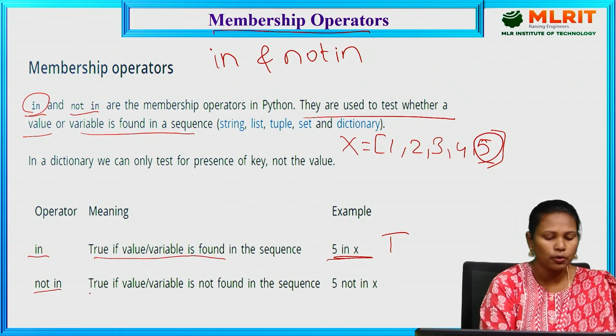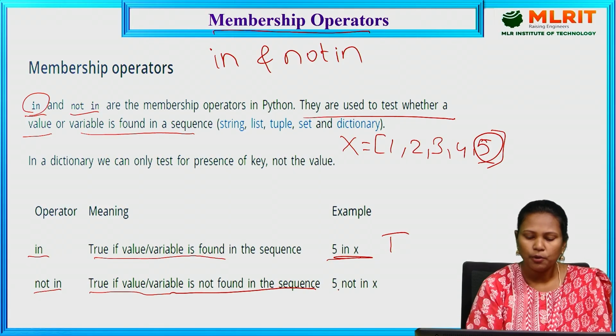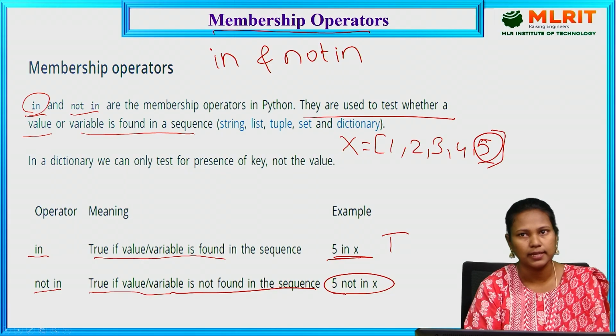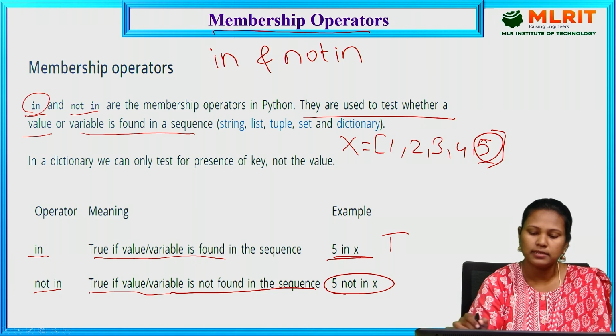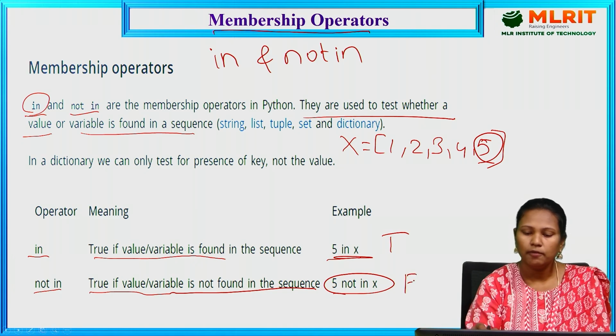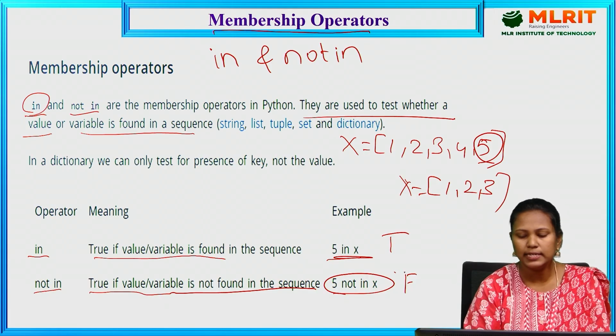Next one, not in. True if the value or variable is not found in the sequence. 5 not in x, it displays, so 5 is already there, so it displays false. For example, if x contains only 3 values, 1, 2, 3, then 5 not in x displays true.